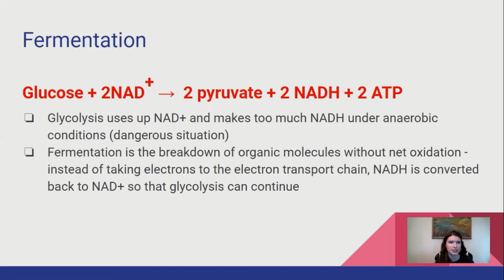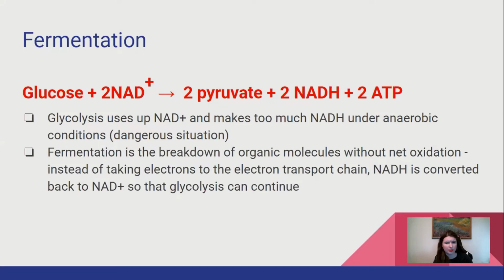So here at the top, we see that equation for glycolysis again. So this isn't an equation for fermentation itself. That's our glycolysis equation. So for fermentation, what we're trying to do basically is come up with a way that we can turn these NADH molecules back into NAD so we can keep doing glycolysis so that we can keep making ATP. So glycolysis is eventually going to use up all the NAD.